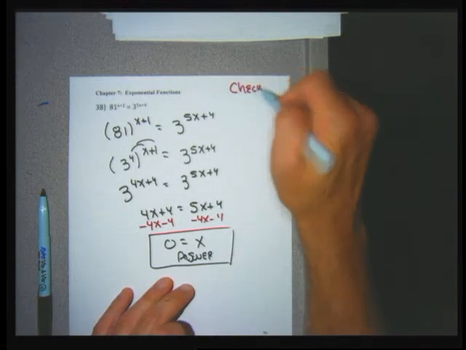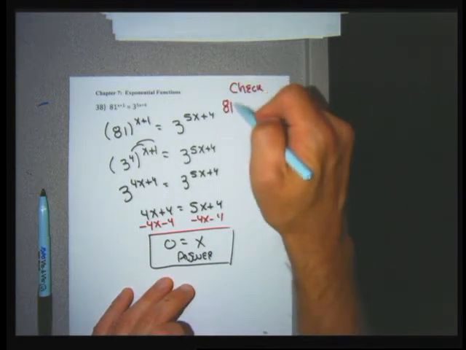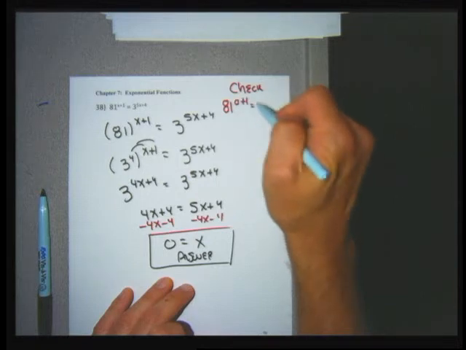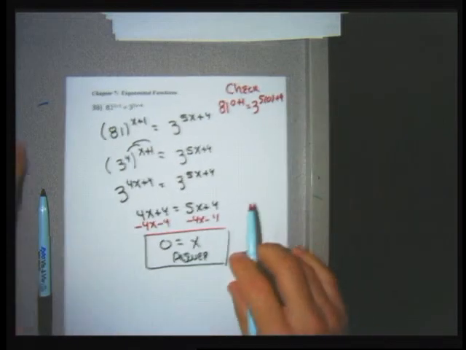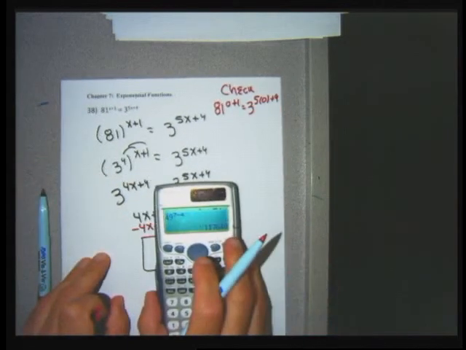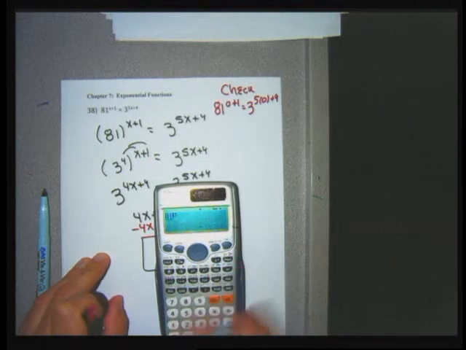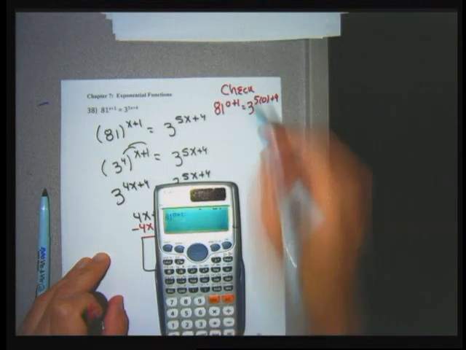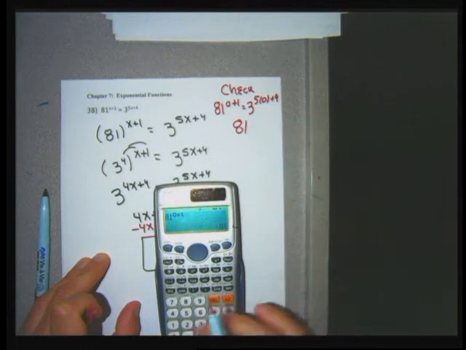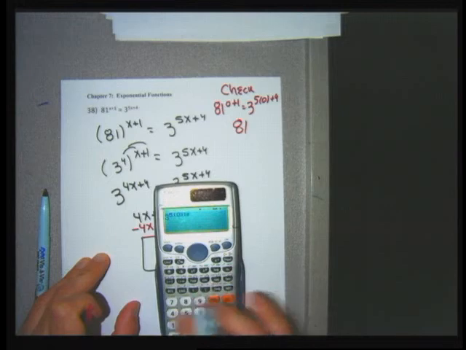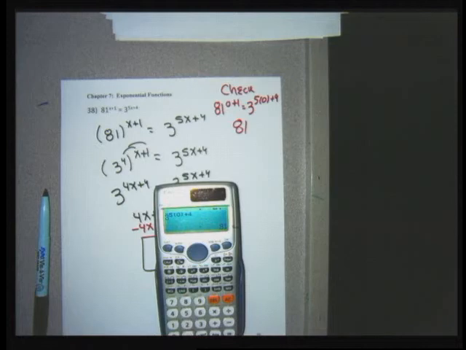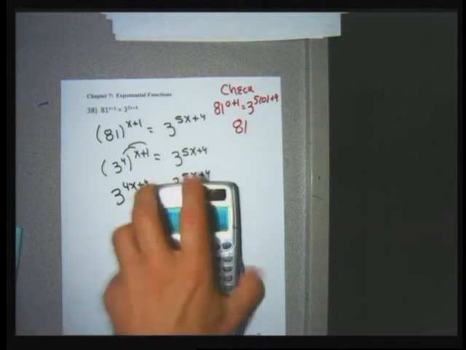So for checking, I need to find out if 81 to the 0 plus 1 power equals 3 to the 5 times 0 plus 4 power. I can do both of these in my head, but I won't try to show off. So 81 exponent 0 plus 1 is 81. And the other side, 3 exponent 5 times 0 plus 4 is also 81. So both sides reduce to 81. I don't care what number both sides reduce to as long as they reduce to the same number.